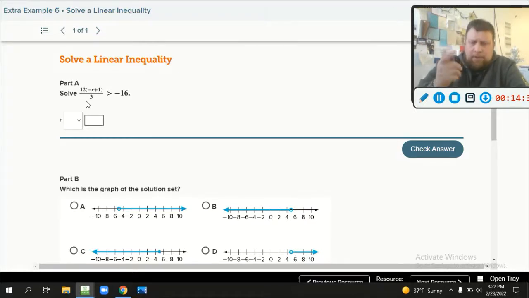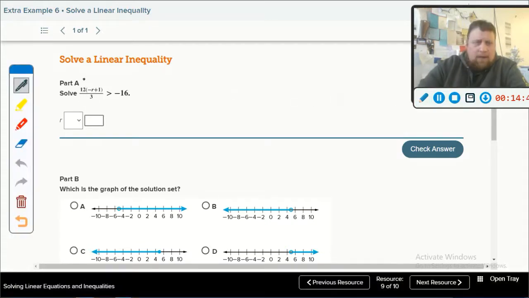Whenever I see a fraction covering everything like this, I'm going to multiply everything times the number to get rid of the fraction. In this case, times 3. And I've got to distribute it, right? When I distribute over here, it's just simply going to be times 3, and it's going to cross out just that 3 down there. So I'm going to be left with 12 times negative r plus 1 equals negative 48.